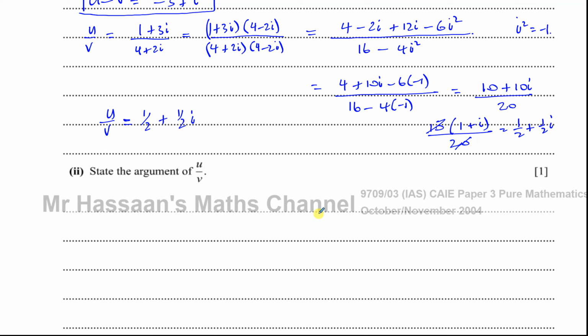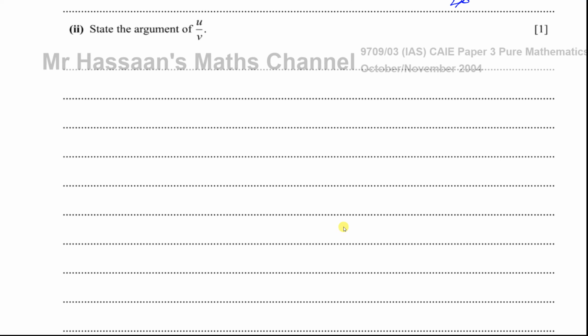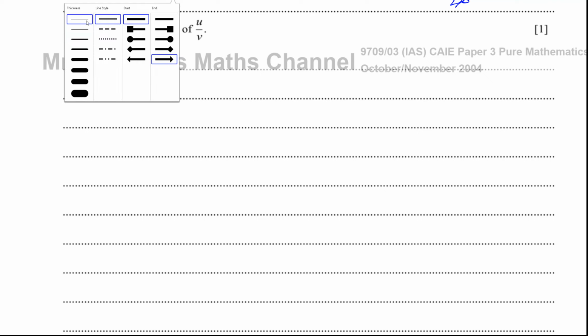Okay, then it says part 2, state the argument of u over v. Right, so I'm going to draw a diagram, although we don't need to draw a diagram, just to make you realize what we're doing, what the argument means.